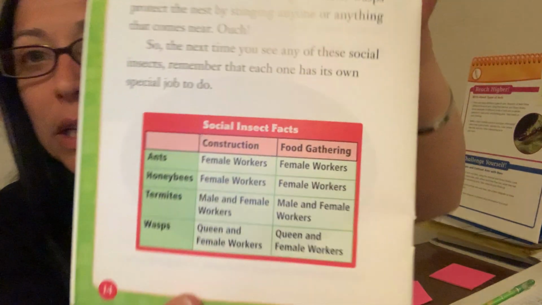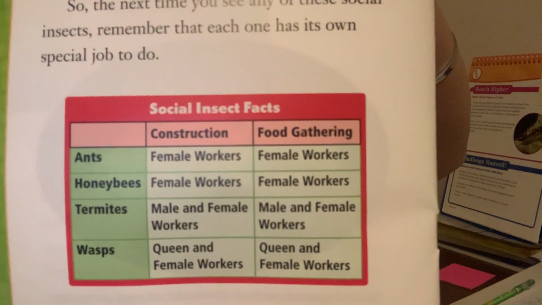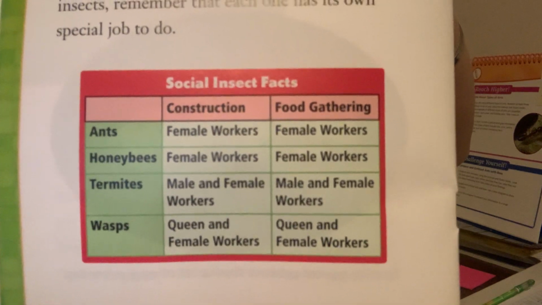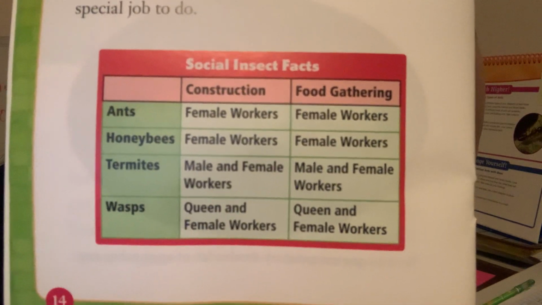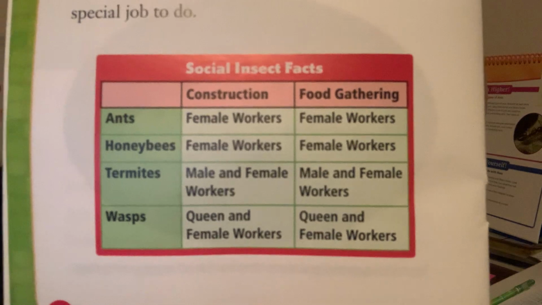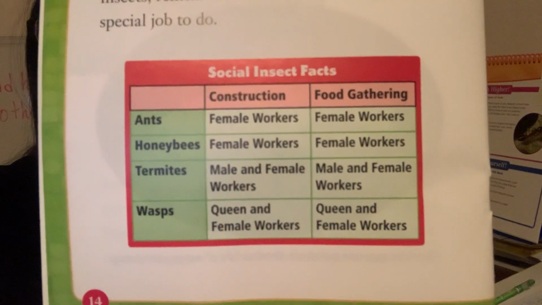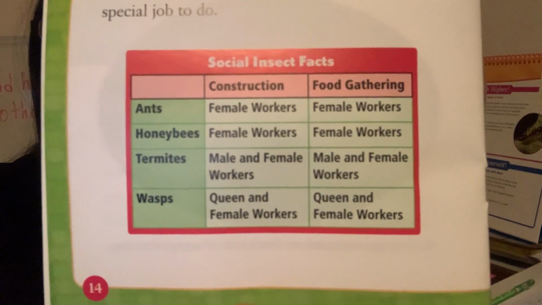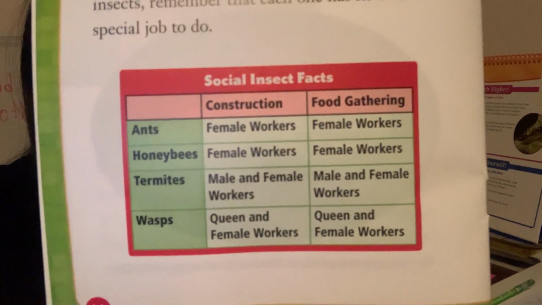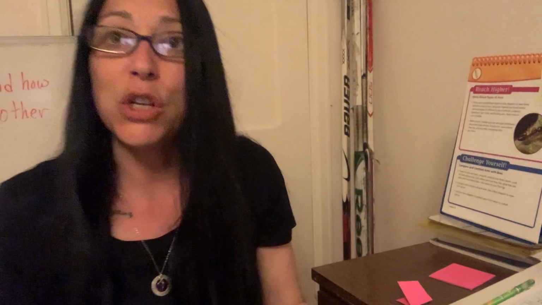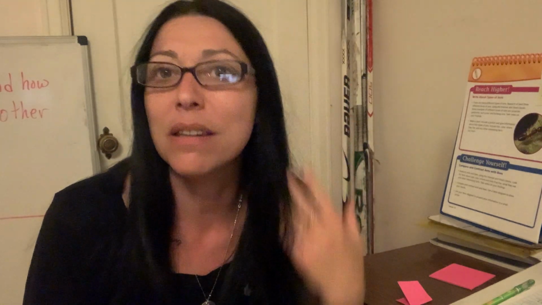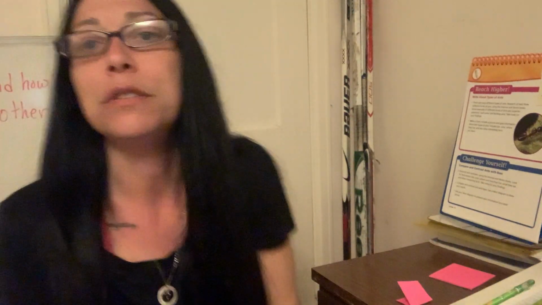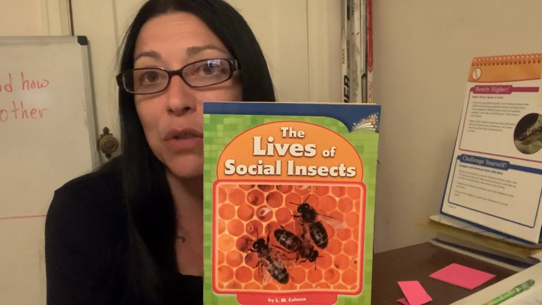So here is another glimpse of that chart. And I have a question for you to answer for me in Class Dojo. What is the purpose of the chart? Why did they include this chart here at the end of this book? What is the purpose of it? And you can go ahead and answer that question for me right on Class Dojo. You can type it right in and answer that question for me about the lives of social insects.